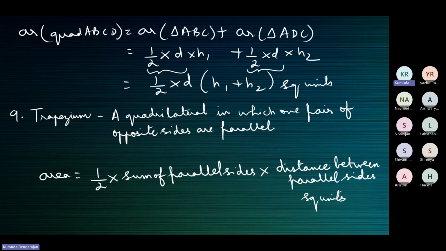So trapezium is a quadrilateral in which one pair of opposite sides are parallel and the other pair non-parallel. Area is given by half into sum of the parallel sides into the distance between them, or the distance between the parallel sides.